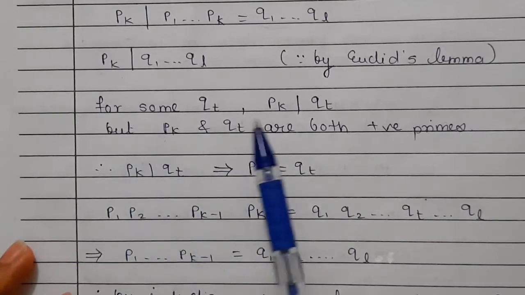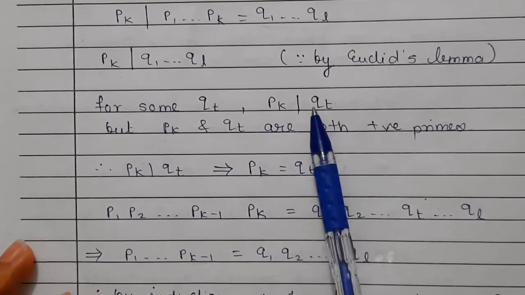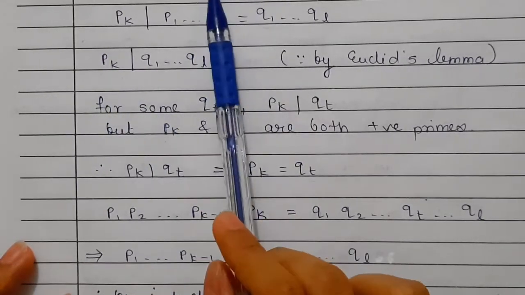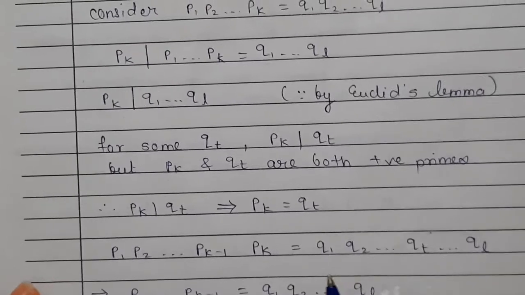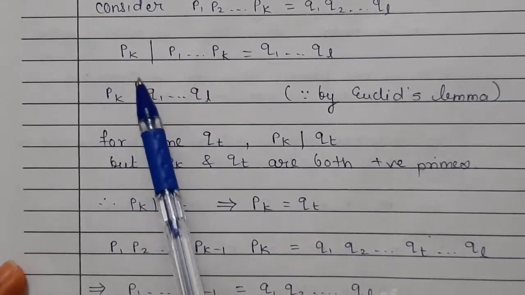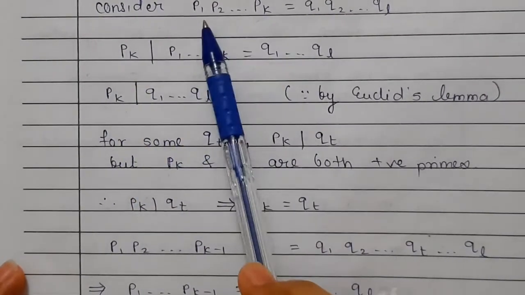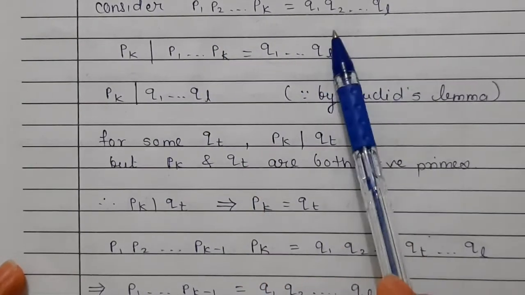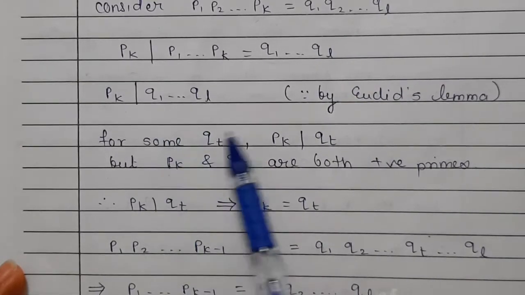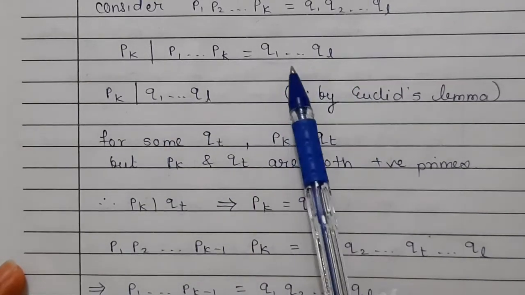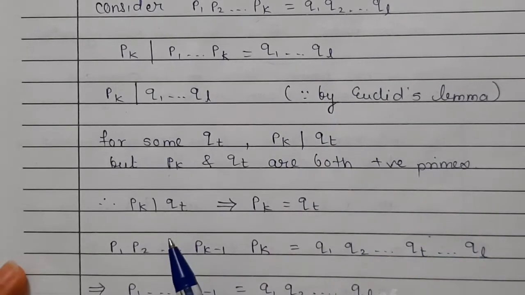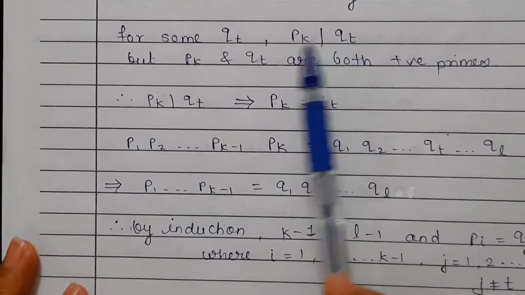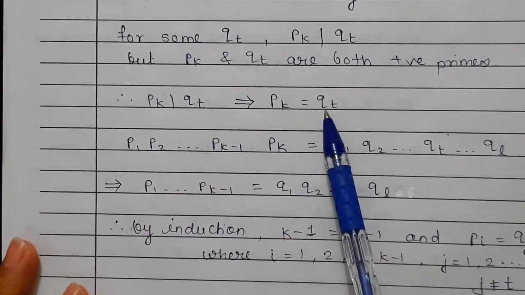But pk and qt are both positive primes, because pk is from this element, and these are positive primes. This is also positive primes, that's why we are taking qt from these elements, so qt is also prime. From pk divides qt we get pk is equal to qt.